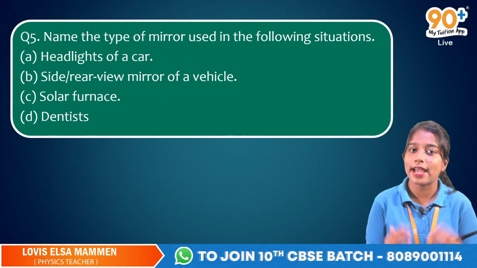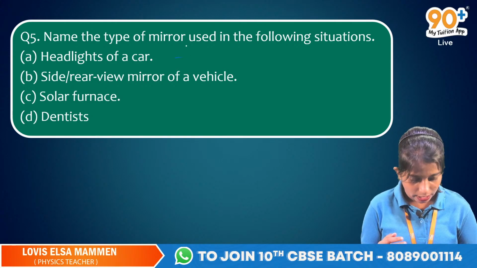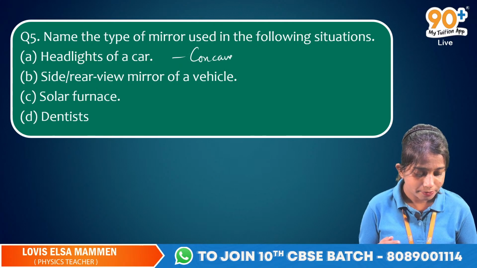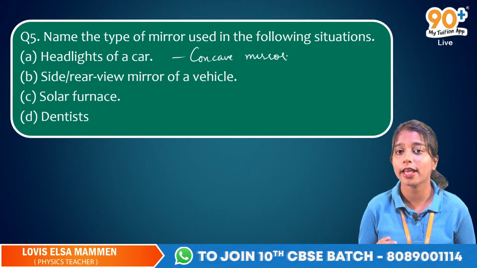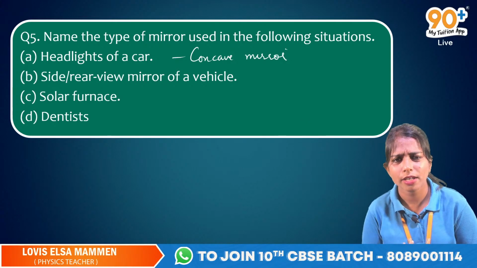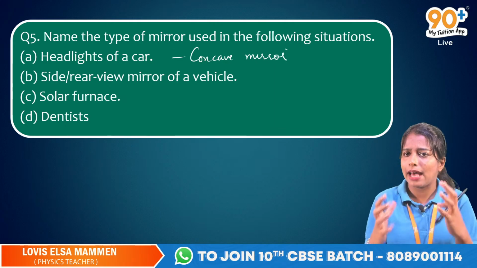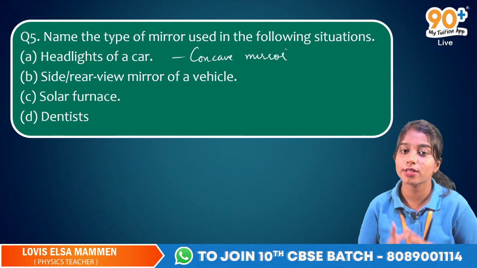In the case of headlights of a car, you will be using a concave mirror. And the second thing, why are we using a concave mirror? We need to produce parallel beams of light, to get it up. So obviously you will be using a concave mirror.